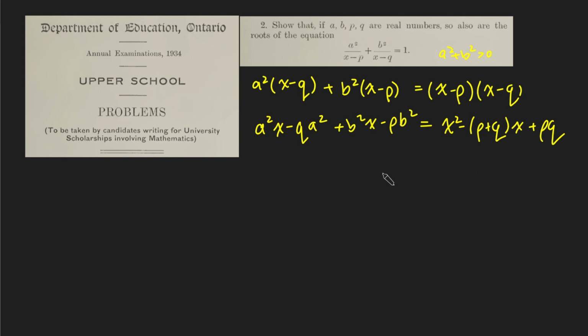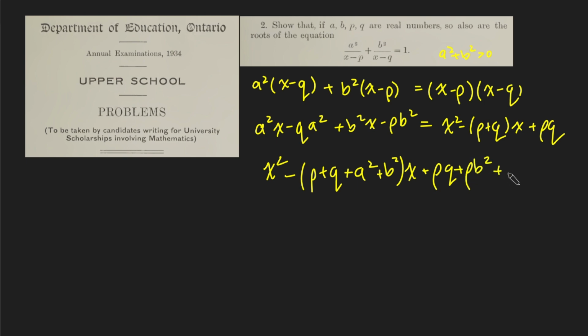Okay, cool. Let's just bring everything onto one side. So the x squared stays there. And now this x term, we've got minus p plus qx, but if I bring the a squared and the b squared over, I get minus p plus q plus a squared plus b squared x. And then what's my constant term? Well, it's going to be pq plus pb squared plus qa squared, like so. Cool, this is a quadratic, and we want to show that this has real roots.